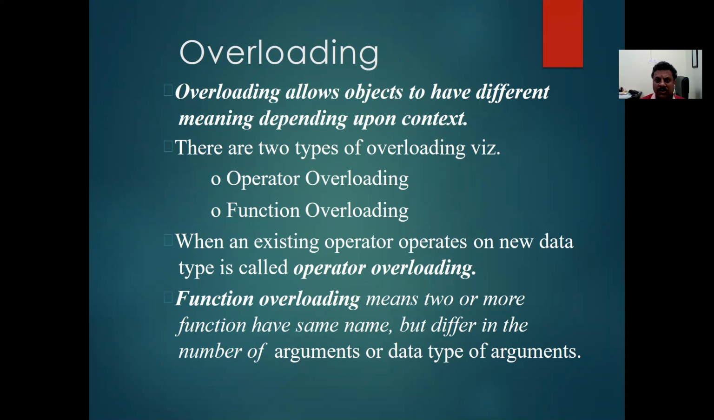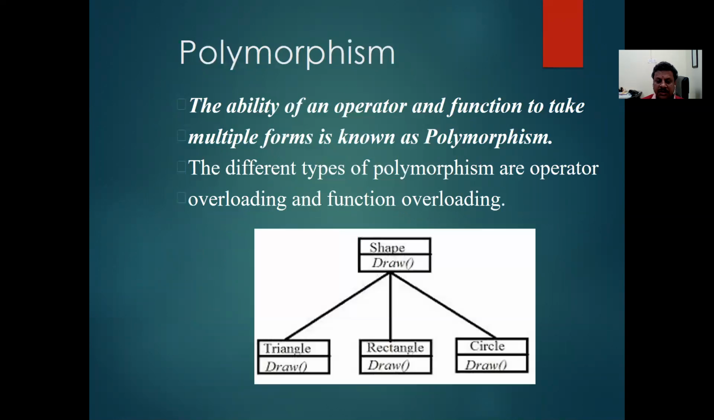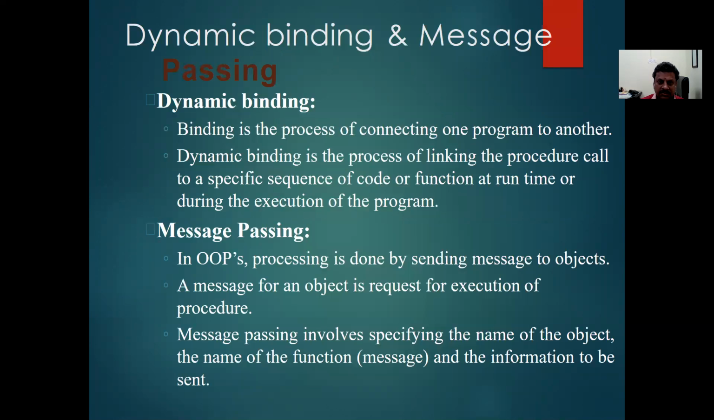Overloading. Overloading allows objects to have different meaning depending upon context. There are two types of overloading: operator overloading and function overloading. When an existing operator operates on a new data type, it is called operator overloading. Function overloading means two or more functions have the same name but differ in the number of arguments or data types of arguments. Polymorphism. The ability of an operator or function to take multiple forms is known as polymorphism. The different types of polymorphism are operator overloading and function overloading.